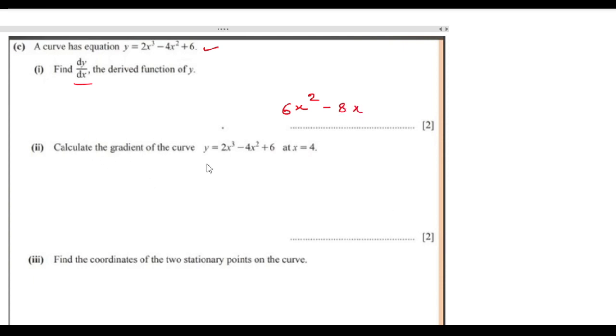Calculate the gradient of the curve at x equals 4. Gradient of the curve means the derivative when x is 4. So here you simply replace x with 4. So it's 6 times 4 squared minus 8 times 4. This is what your answer will be.